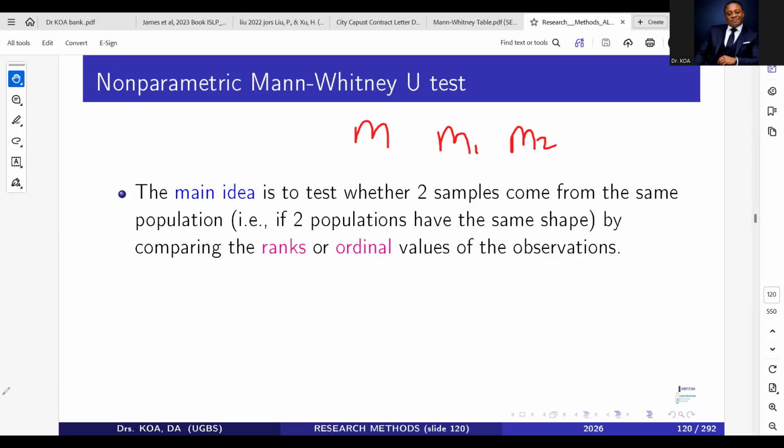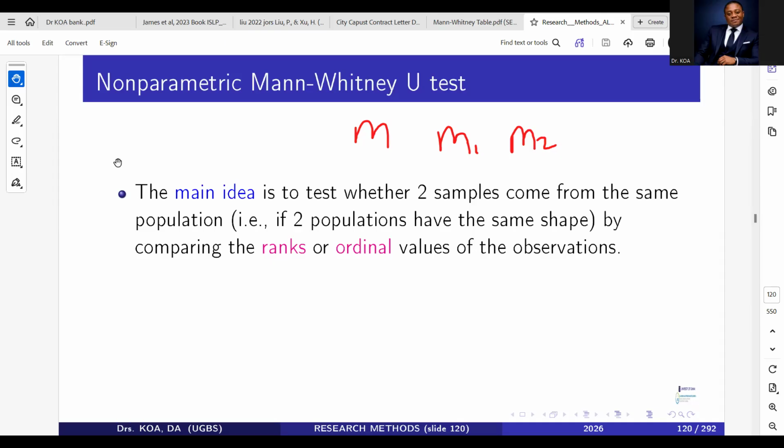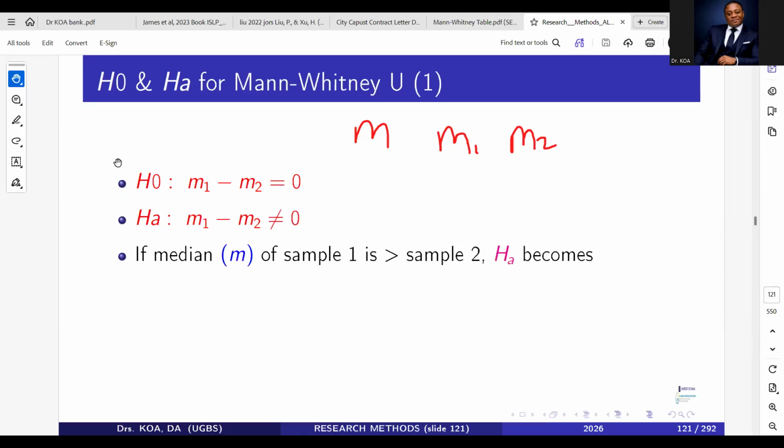Okay. So how do you execute it? Let's go to the steps in hypothesis testing. The first step in hypothesis testing is to formulate the null and the alternative hypothesis. So we're going to take a storyline and try to understand. I'll guide you in the process.